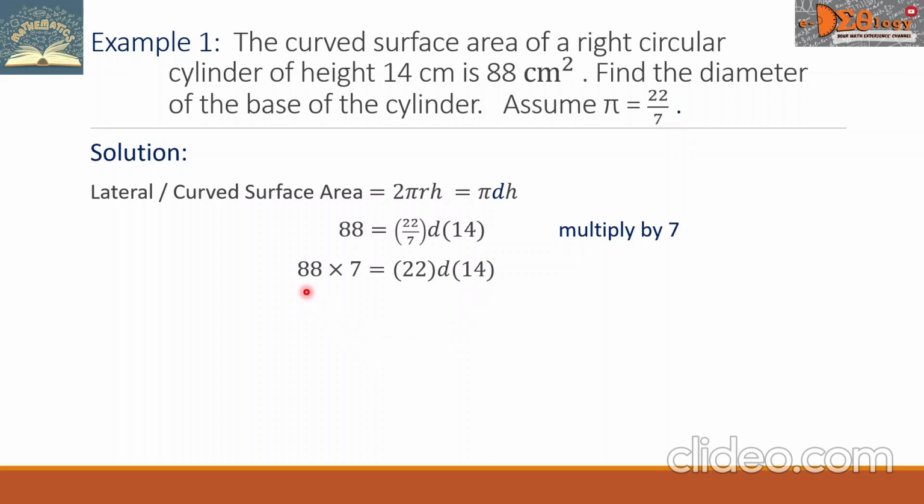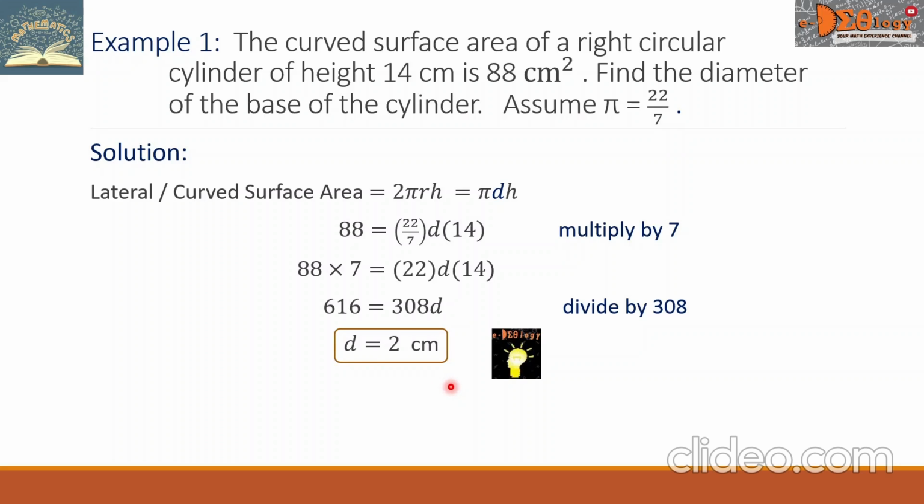Simplifying the products, the left side becomes 616 equals 22 times 14, which is 308, times d. We solve for d. We divide this equation by 308. So d is equal to 2, and the unit of measurement is centimeters. This is the answer.